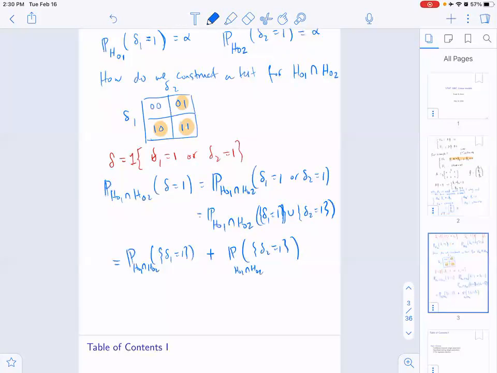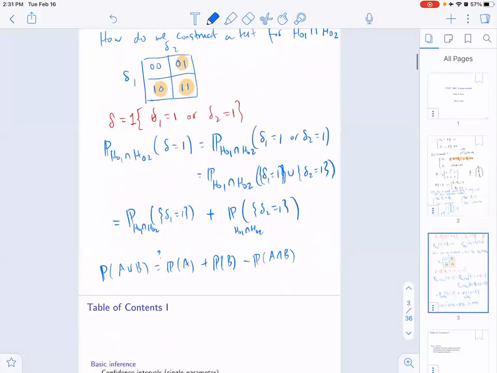Anyone? Hello? Who remembers the basic probability? Can I say probability of A union B is equal to probability of A plus probability of B? Is this so? Minus, okay, minus the probability of A intersect B. Is that okay? Max, do you want to comment? Yes, okay. So I need to subtract something, but I don't know this probability.